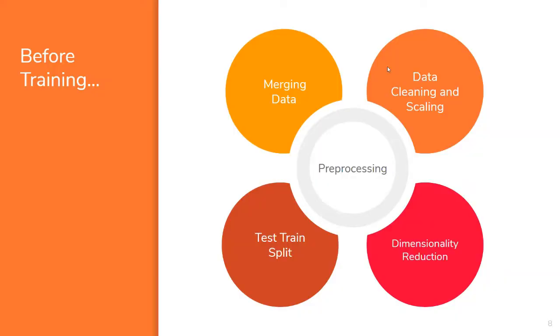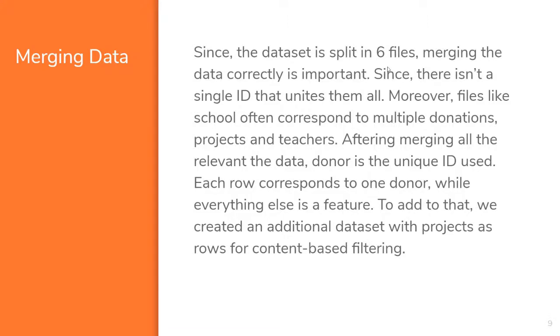Before the training, there's a lot to do actually. We have to merge the data, we have to clean the data, we have to scale the data. We also have to do the test train split, and finally, the dimensionality reduction. Since the dataset was previously split in 6 files, merging them correctly is very important. There's not a single ID that unites them all perfectly, and files like school often correspond to multiple donations, projects, and teachers. Therefore, merging them properly is incredibly hard.